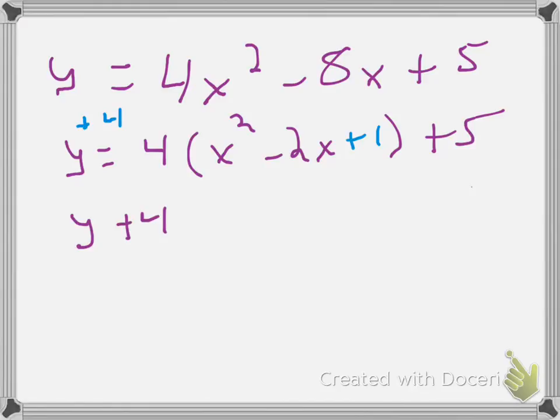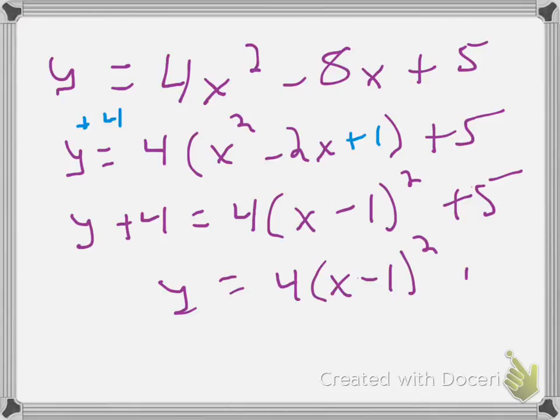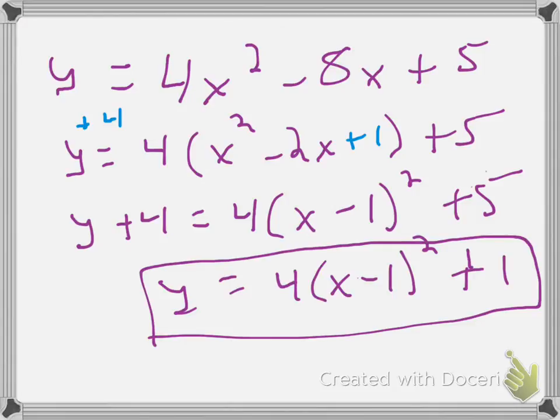So now it factors, which is pretty slick. And then I can move that 4 over to the other side, and I get y is equal to 4 times x minus 1 quantity raised to the second power plus 1. So my vertex is 1 and 1, and this is going to be a parabola that opens up.